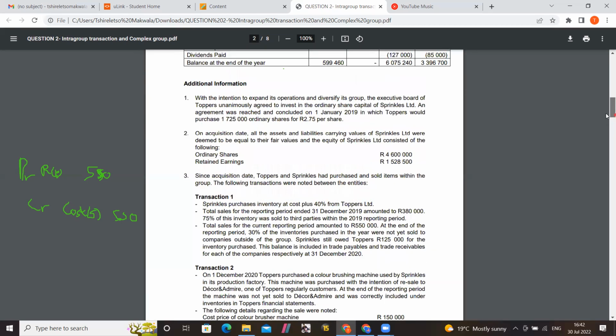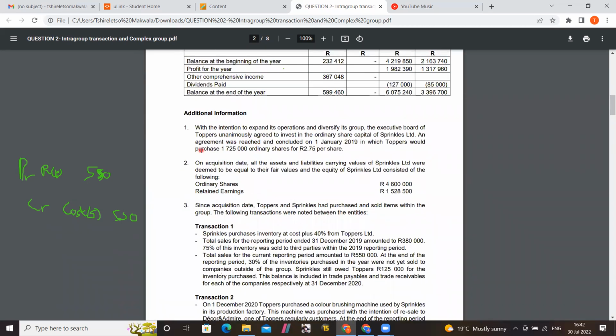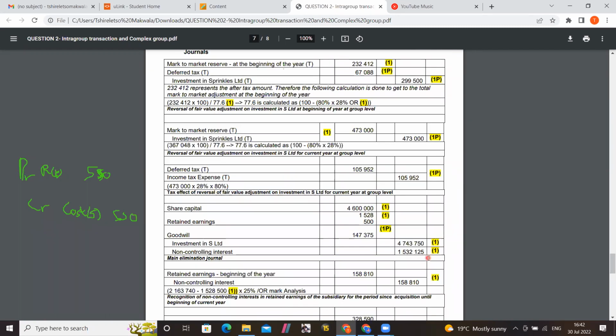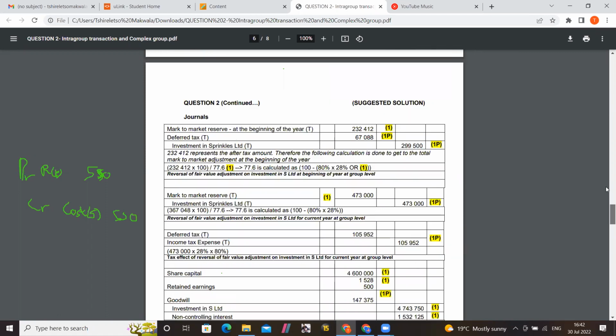What did we say the consideration is here? We said it's 1,725,000, right? Then multiplied by 2.75, that gives us this amount. It gives us this amount because, like I said, this amount has to be the consideration, right? It has to be the consideration. That's how they do that one.